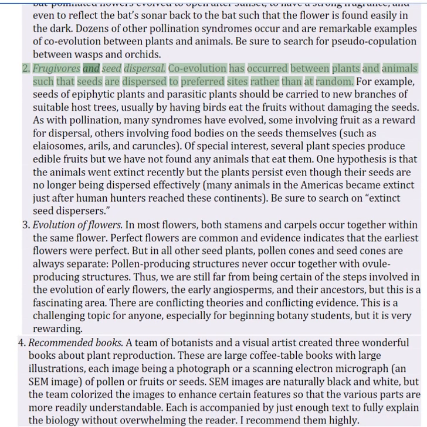2. Frugivores and seed dispersal. Coevolution has occurred between plants and animals such that seeds are dispersed to preferred sites rather than at random.